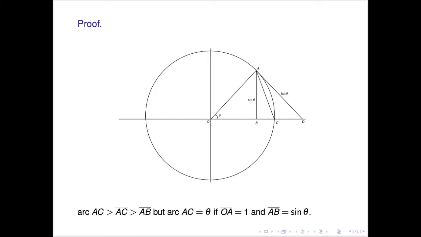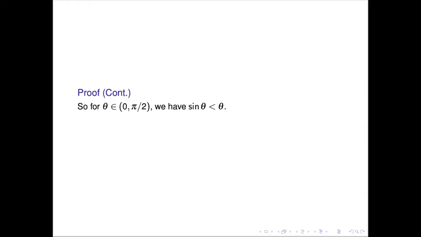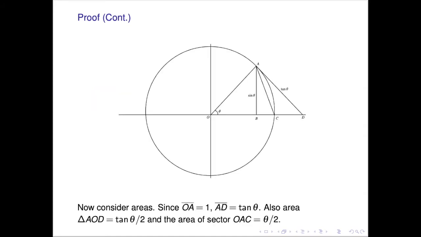So from the first inequality relating the arc length of AC to the length of the line segment AB, we have that for theta in the open interval 0 to pi upon 2, sine theta is less than theta. To prove the second half of the inequality, we need to consider areas. In particular, we consider the area of the triangle AOD and the circular segment OAC. Since OA equals 1, we know that the tangent of theta, which equals the ratio of the opposite side to the adjacent side, equals AD upon OA. And since OA equals 1, we have that AD equals the tangent of theta.